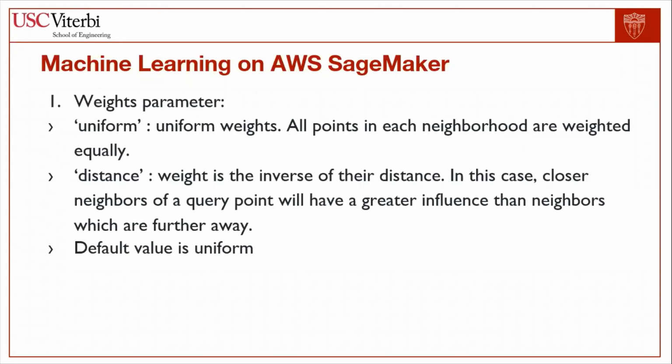Now let's go to the weights parameter. It has two values. One is uniform, one is distance. Uniform means uniform weights. All points in each neighborhood are weighted equally, whereas distance means the weight is the inverse of the distance. In this case, closer neighbors of a query point will have a greater influence than neighbors which are further away. The default value is uniform.